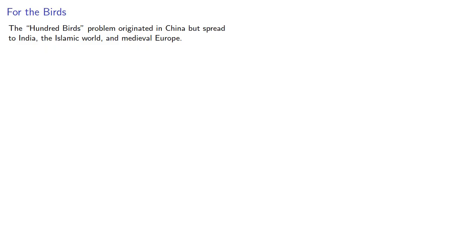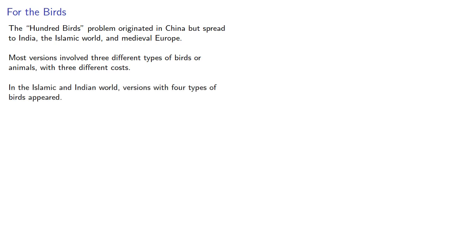The 100 birds problem originated in China, but spread to India, the Islamic world, and medieval Europe. Most versions involve 3 different types of birds or animals with 3 different costs. In the Islamic and Indian world, versions with 4 types of birds appeared.